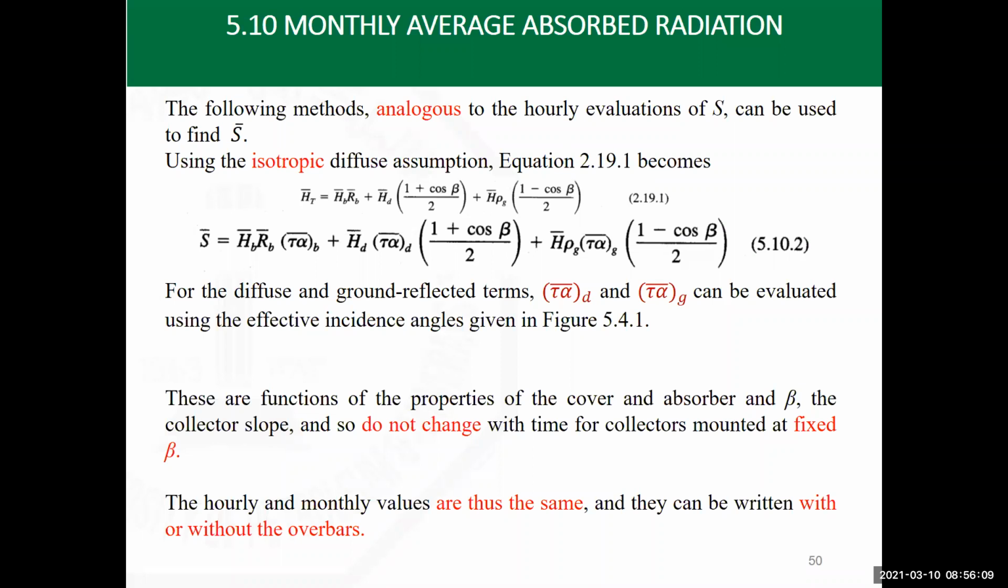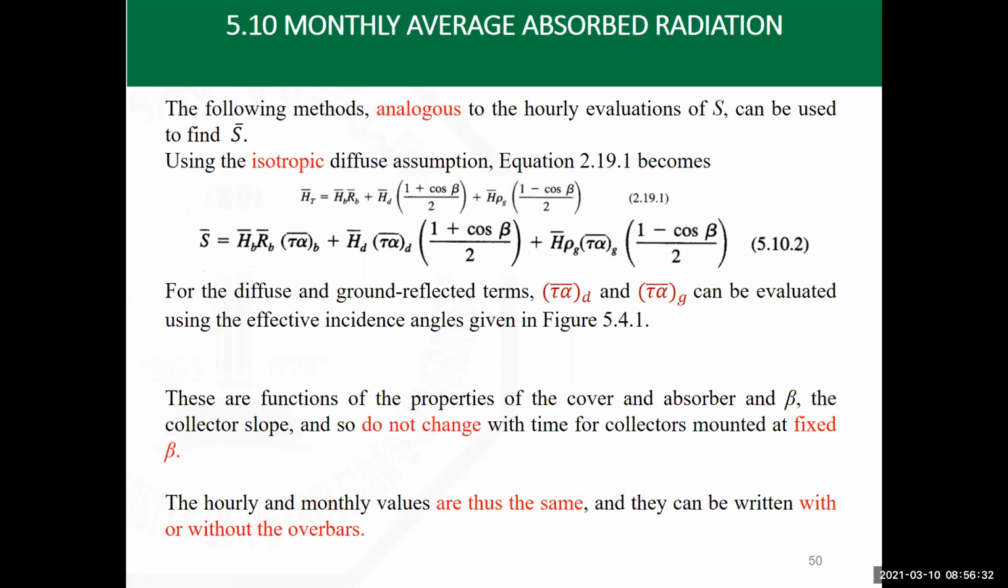For the diffuse and ground-reflected terms, alpha tau diffuse and alpha tau ground, they can be evaluated using the effective angle as we did earlier in figure 5.4.1. We'll see what the slope of that collector or surface is, and from there you can get the effective angles for diffuse as well as for ground-reflected radiation.